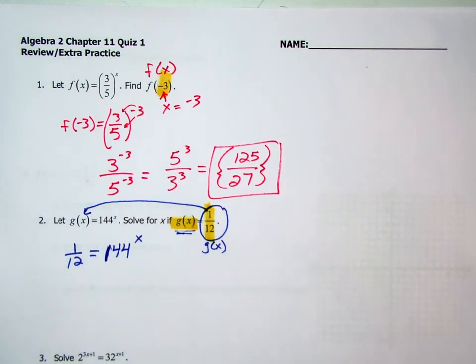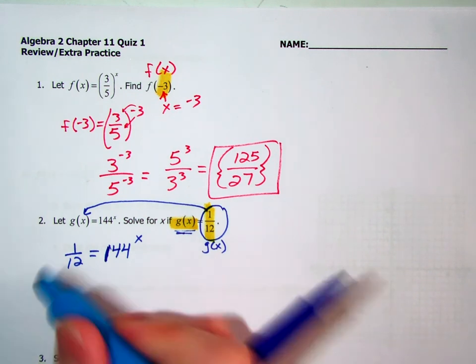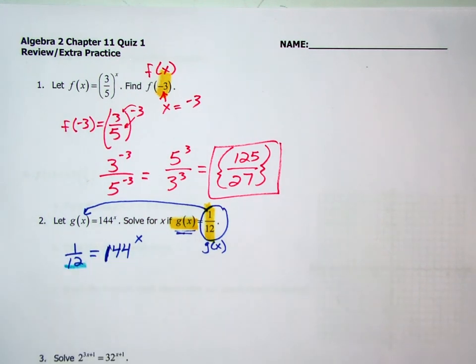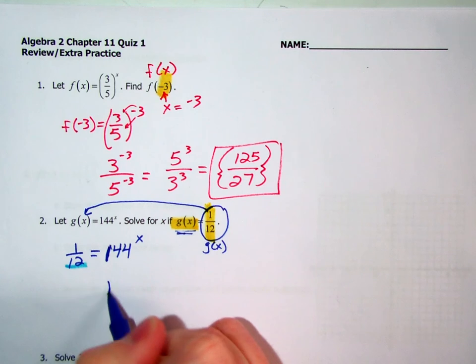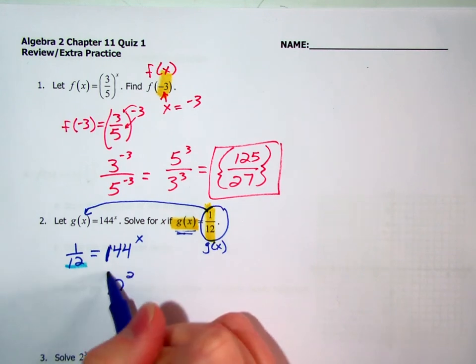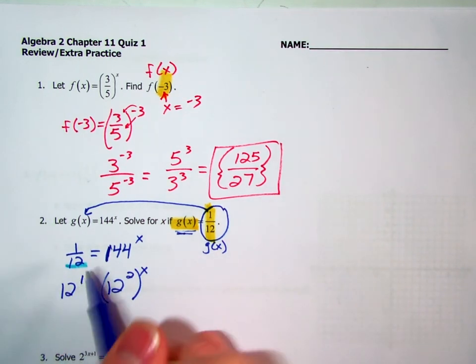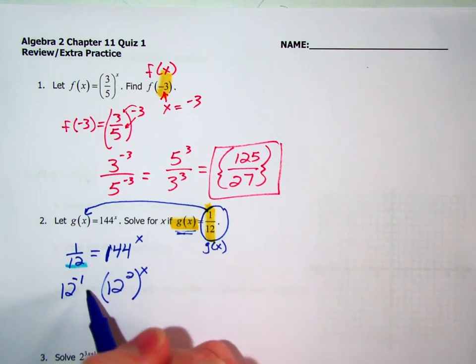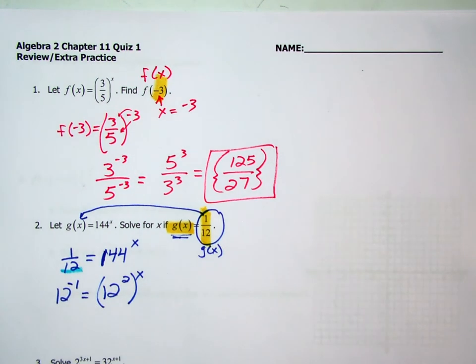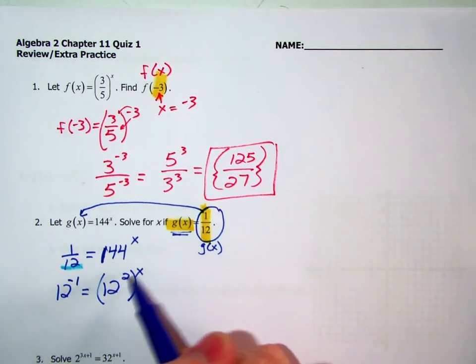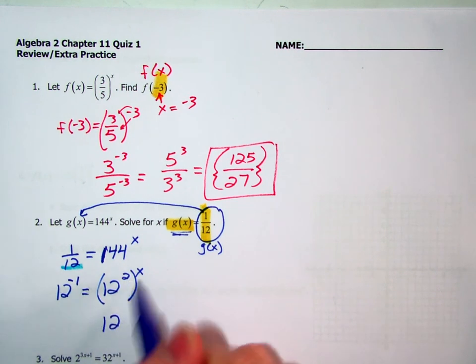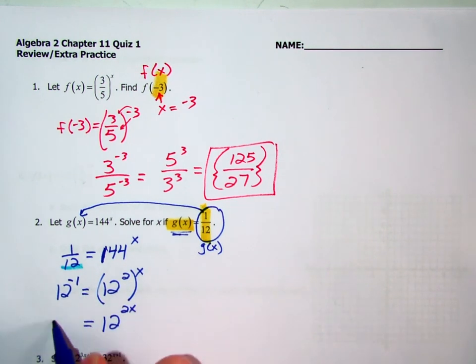So in this case, what we'd probably want to do is try and get a common base. And the nice thing here is if I look at the smallest of the two, it's 12, I can actually make both of them be a base 12 because 12 to the 2nd power is 144, and then we would raise that to the x power. 12 to the 1st power is 12, but to get it in the denominator, we have to make it negative. Now when I look at this problem, we have an exponent to an exponent, which really means we multiply them, and 2 times x is 2x. So we have 12 to the negative 1 equals 12 to the 2x.